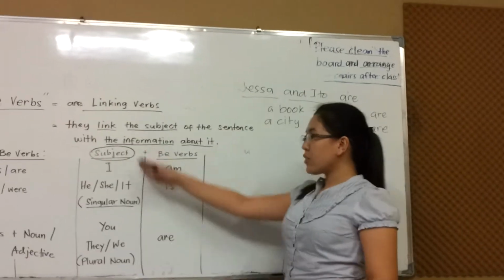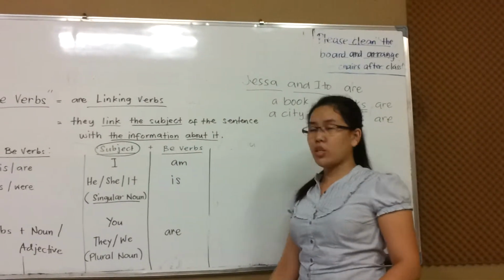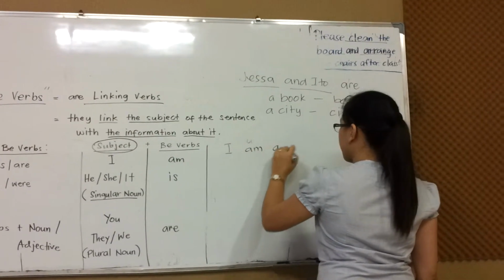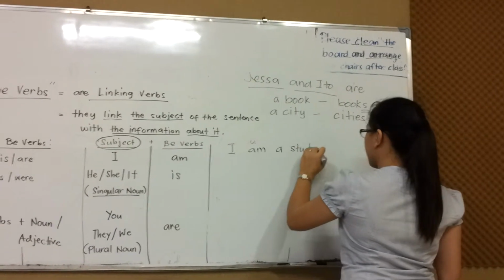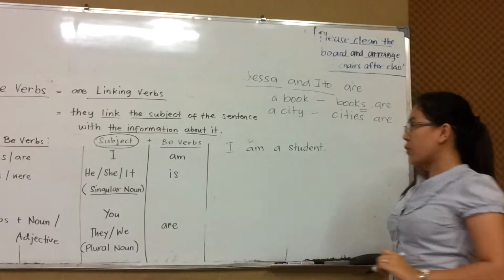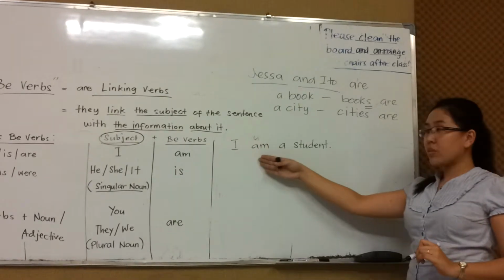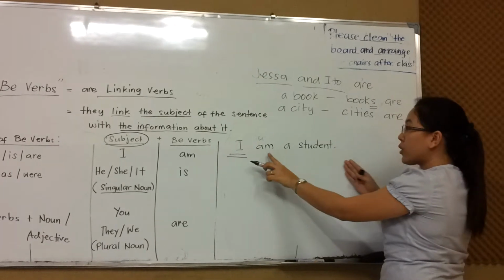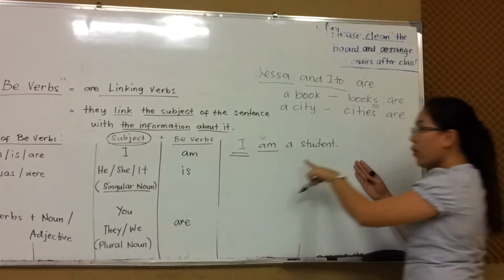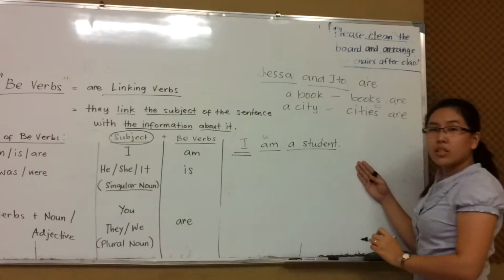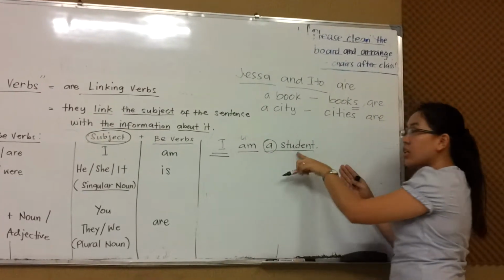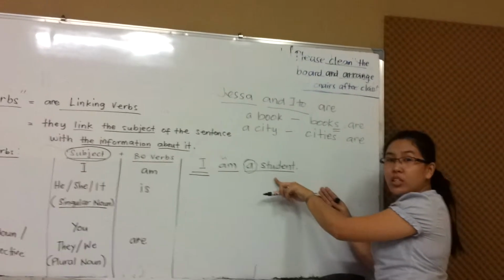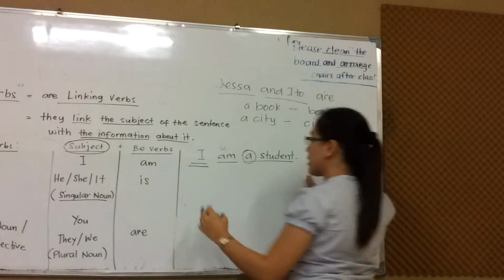So first, let's use your pronoun as your subject. So we have here, I am a student. Our subject is I. Our be verb is am. And our noun is a student. We use a because it's singular only, right? So student is a name of a person, okay? Next.